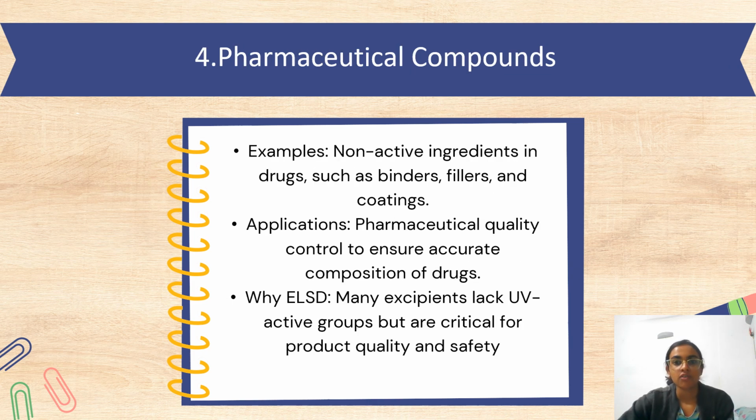Fourth part is pharmaceutical compounds. Its examples are non-active ingredients in drugs such as binders, fillers, and coatings. Its application is pharmaceutical quality control to ensure accurate compositions of drugs. Many excipients lack UV active groups but are critical for product quality and safety.